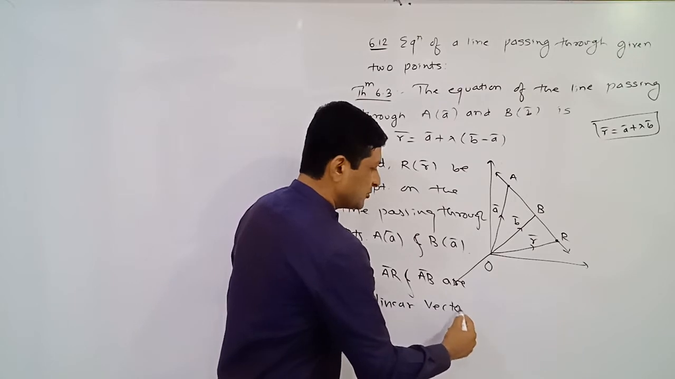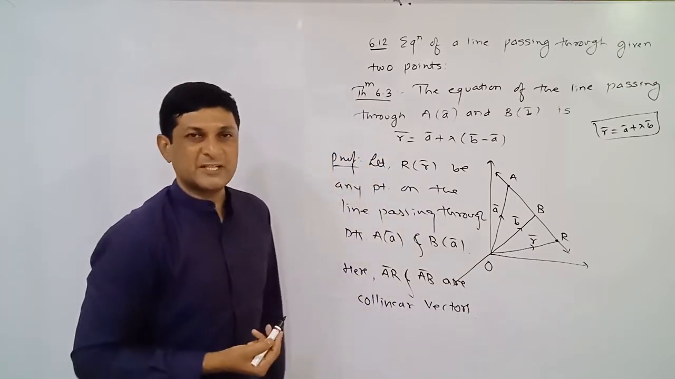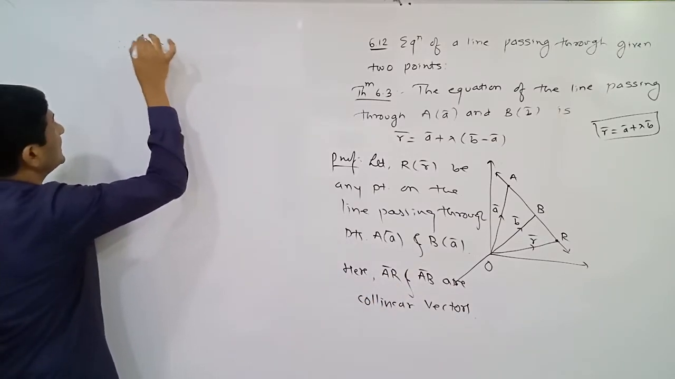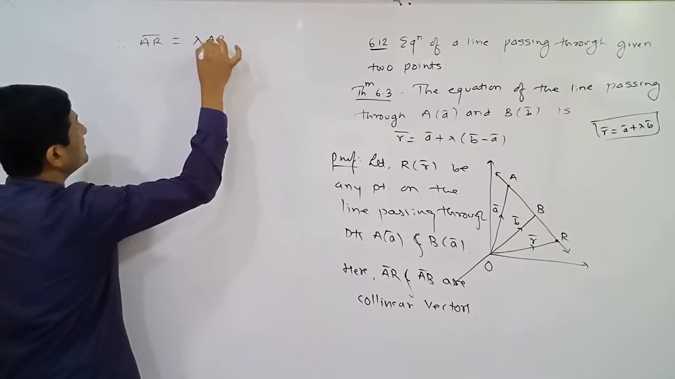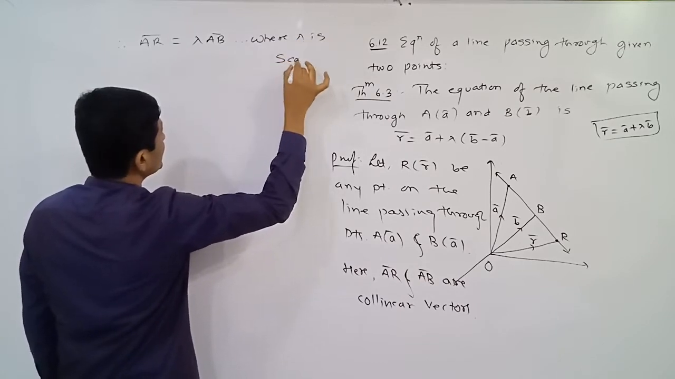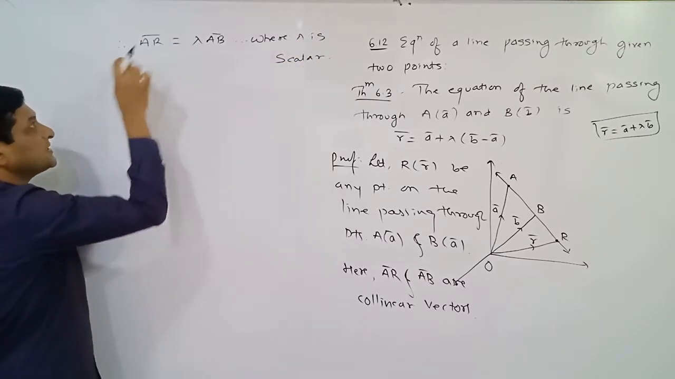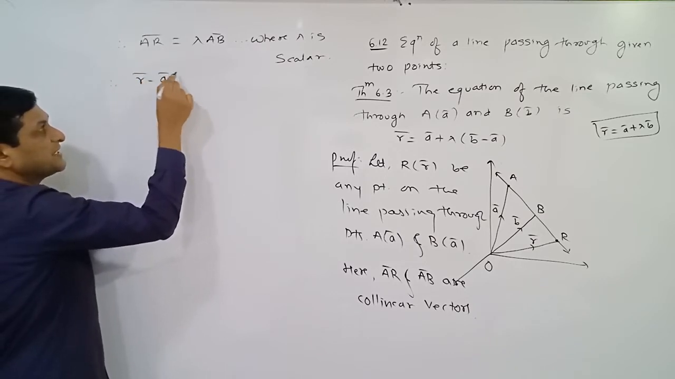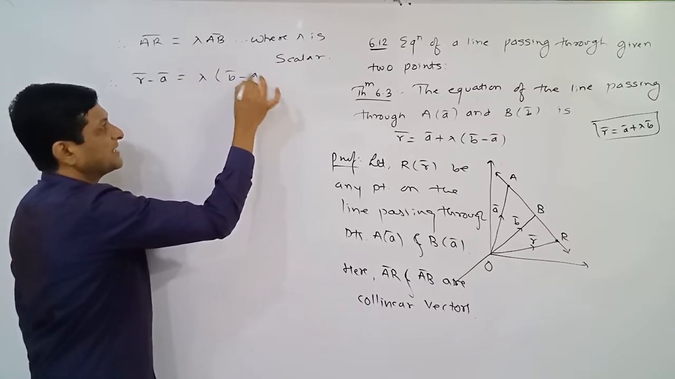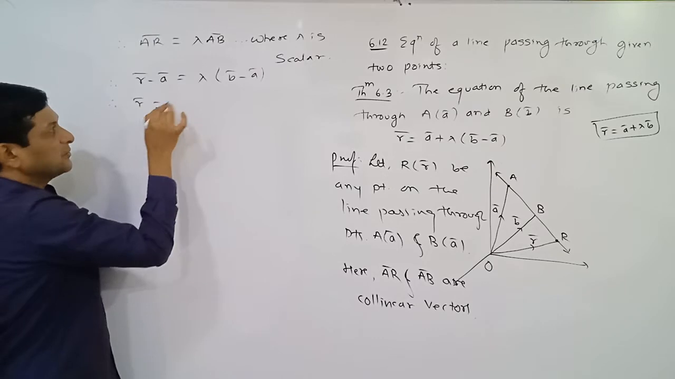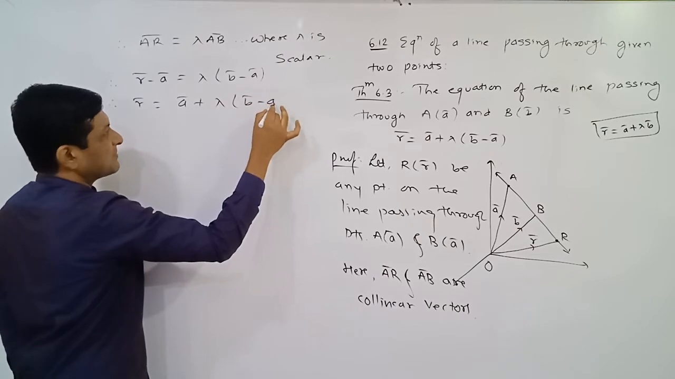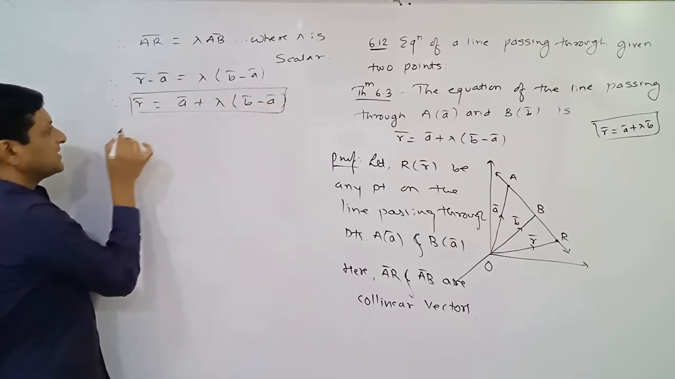We know that if two vectors are collinear, then one vector can be expressed as a scalar multiple of the other. Therefore AR bar is a scalar multiple of AB bar, where lambda is a scalar. AR bar in terms of position vectors can be written as R bar minus A bar. Keep lambda as it is, and AB bar can be expressed as B bar minus A bar. Therefore R bar equals lambda times B bar minus A bar, plus A bar. In this way we have got the vector equation of the line.